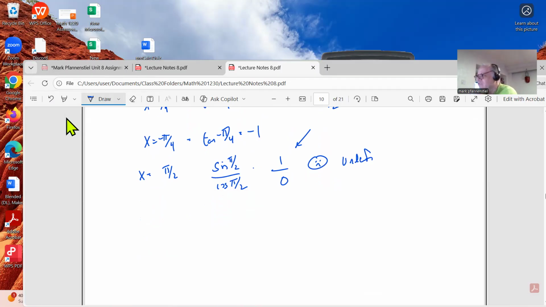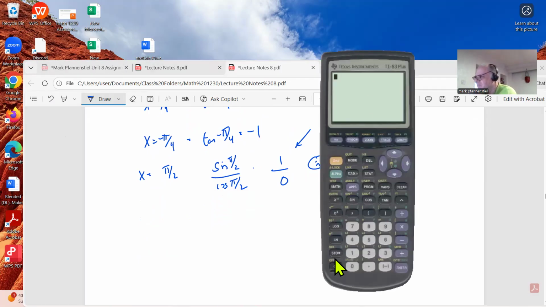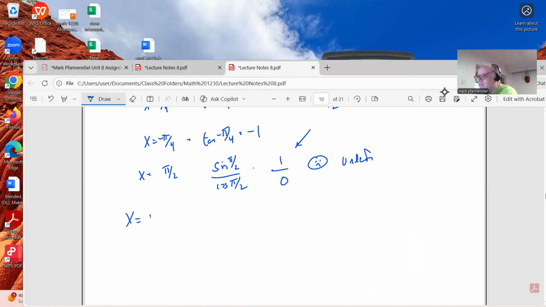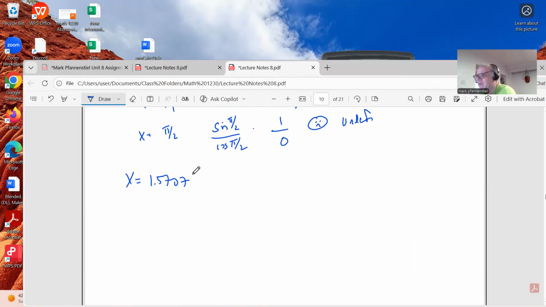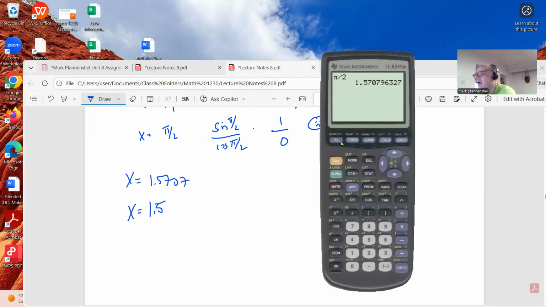So pi divided by 2 equals 1.5707, and some more change. We'll look at what happens when we get close to that. What happens when x equals, say, 1.5? We'll just type that in. I'm in radian mode, so we're looking at 80-something odd degrees, but get used to the idea of looking at radians.